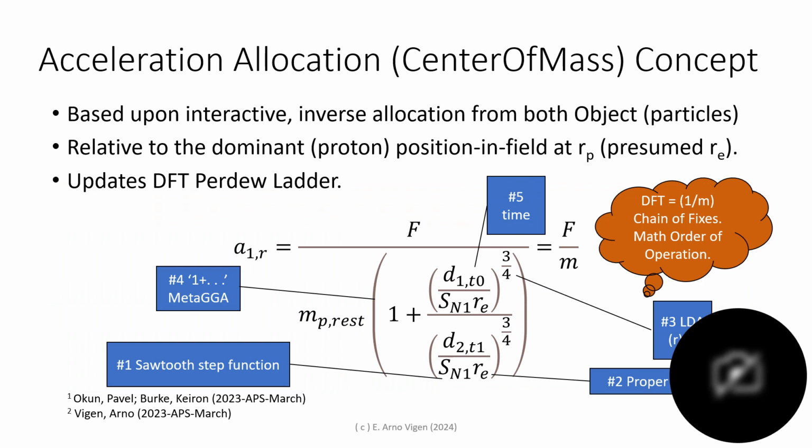Now, in fact, that actually makes the math very simple, because I'm saying that this is the regular math order of operations. This for acceleration allocation. So if you look at these with parentheses and divisions and multiplications, the first thing you have to do is you've got to have the sawtooth step function, number 1, matching with a proper scaling, in this case, the R sub E. That's the size of an electron, okay? And that's scaled against the distance at a particular time, okay? And that's done then as the 3/4, which comes from standard LDA, number 3.